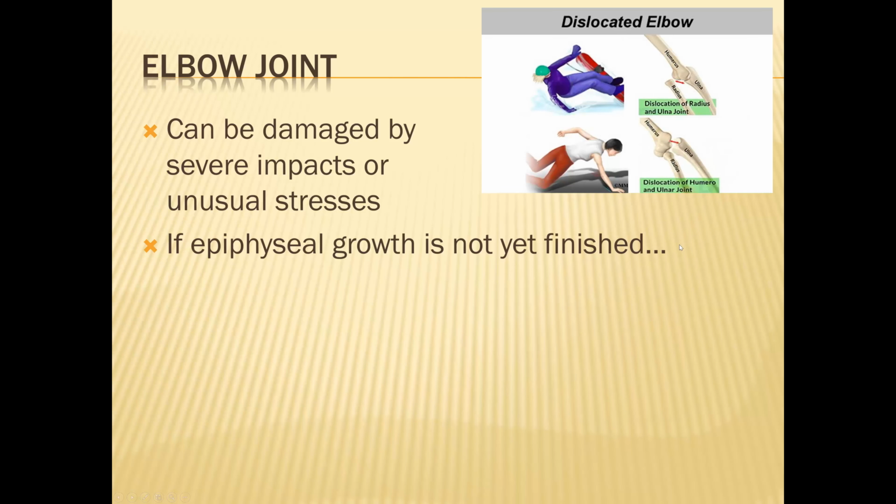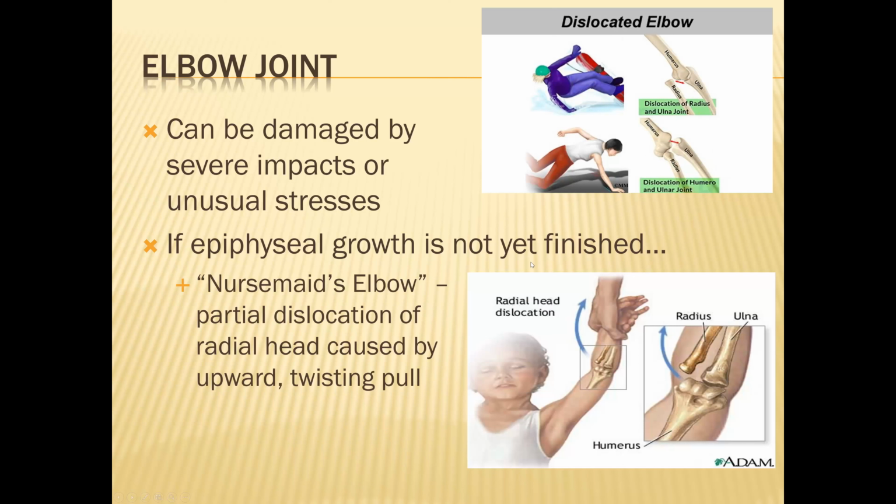And if the epiphyseal growth has not yet finished, so we're talking about childhood, while you still have that cartilage there and your bone is still growing longer, you are at more risk for what's called a nursemaid's elbow, which is a partial dislocation of the radial head. This is caused by an upward twisting pull on the arm. The reason it's called nursemaid's elbow is because this is frequently done by adult caregivers who are taking care of young children, and they might be in a rush and pulling the children along behind them, grabbing them by the arm and tugging. By doing that, if they tug in just the right way, they can pop that radial head right out of the joint.